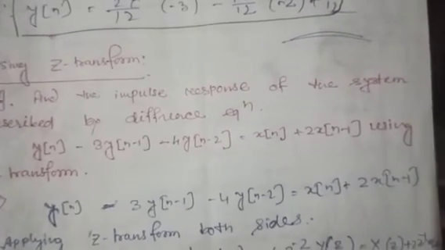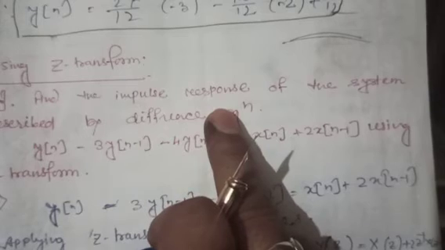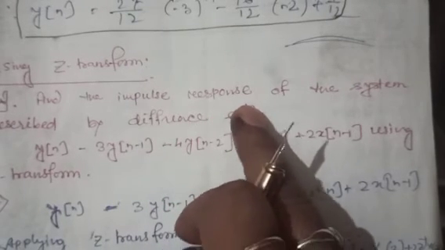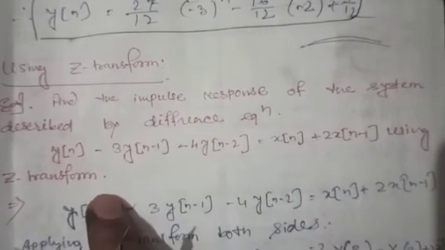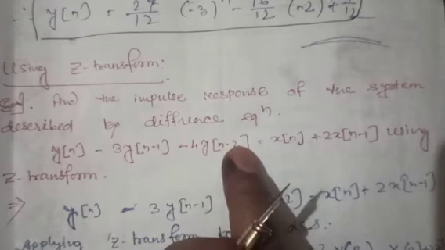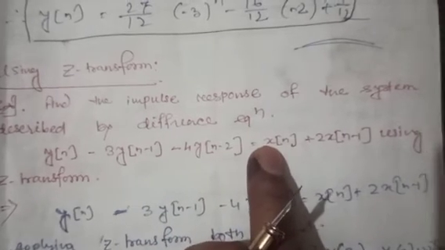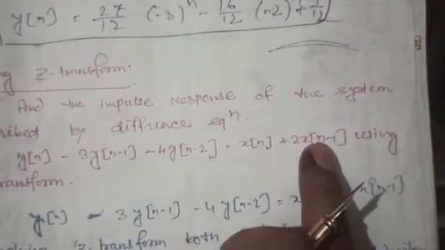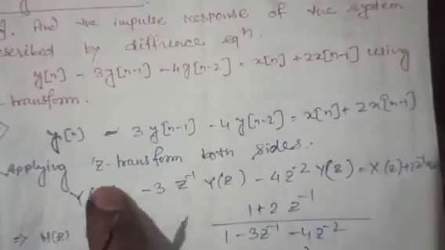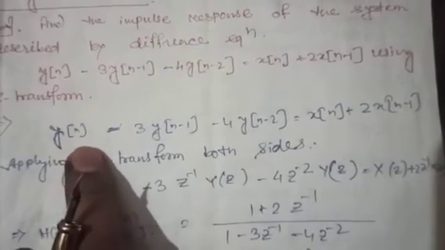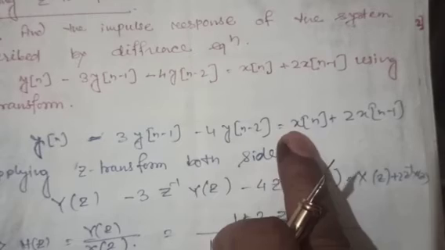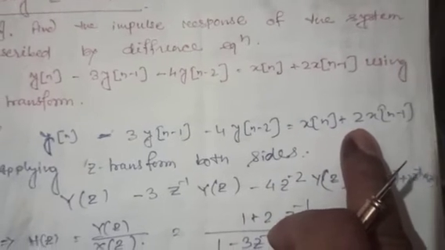Suppose the example is to find the impulse response. That means to find the output of the system due to the input impulse of the system described by this difference equation: y of n minus 3 y of n minus 1 minus 4 y of n minus 2 is equal to x of n plus twice of x of n minus 1, using Z transform. Okay, so let's see how. So the given difference equation is y of n minus 3 y of n minus 1 minus 4 y of n minus 2 is equal to x of n plus twice of x of n minus 1.